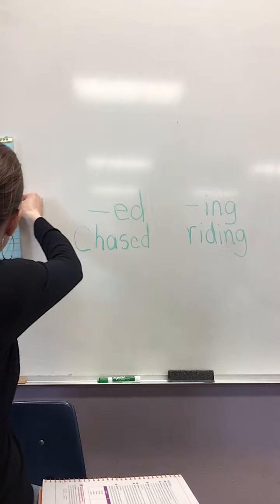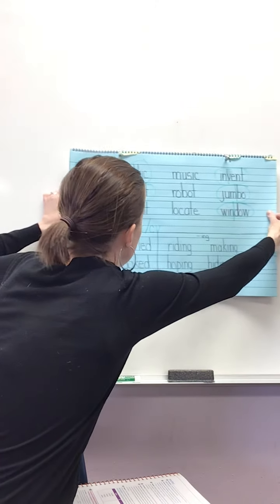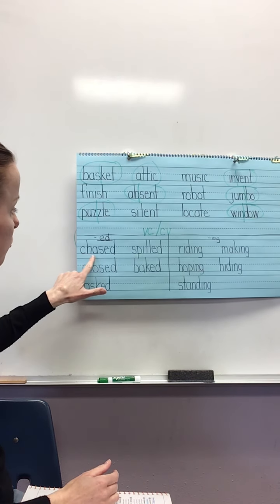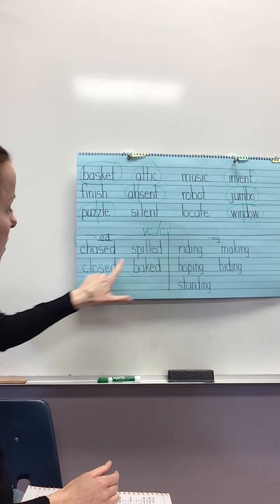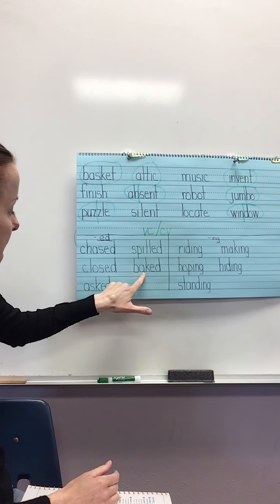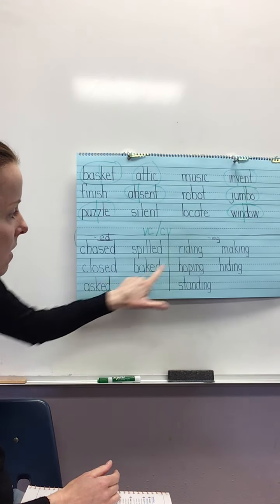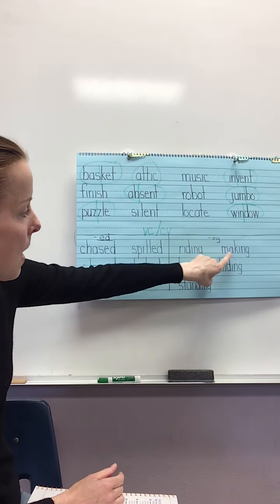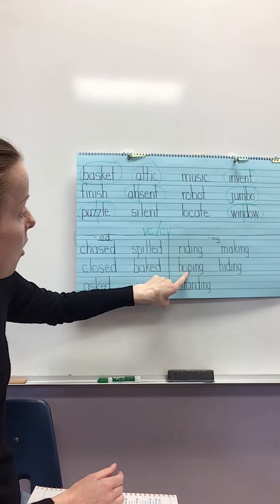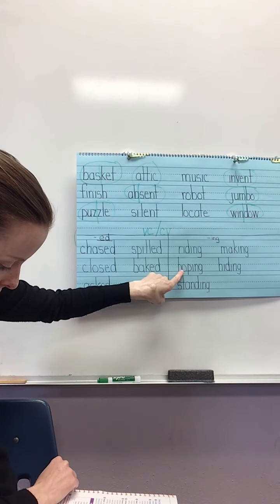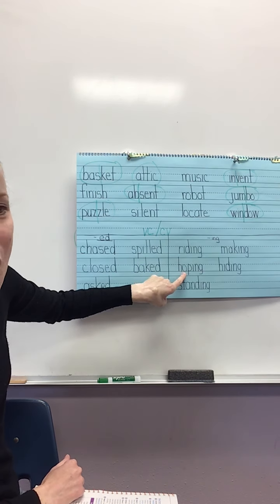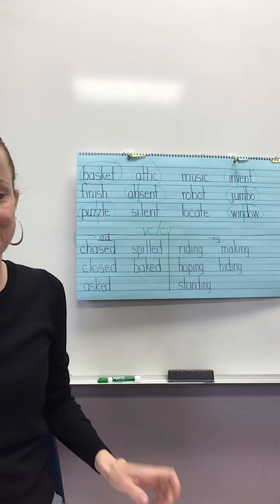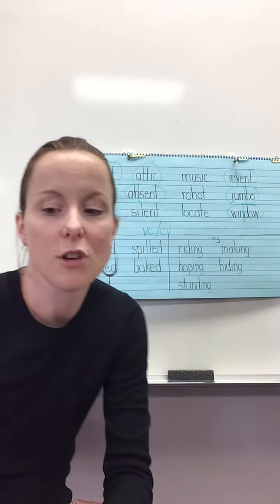Perfect. Well, let's see how we did. So if we look at our ED words, this is how we would spell all the words we said: chased, spilled, closed, baked, asked. Then our inflection ing, we have riding, making, hopping, no, not hopping, just kidding, hoping, hiding, and standing. Okay, so awesome job today.